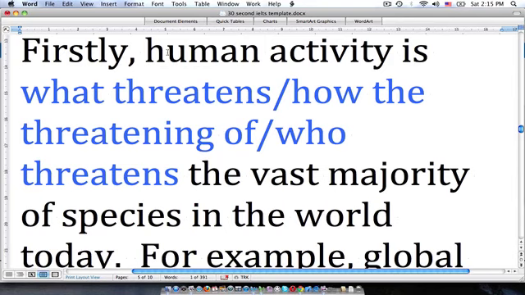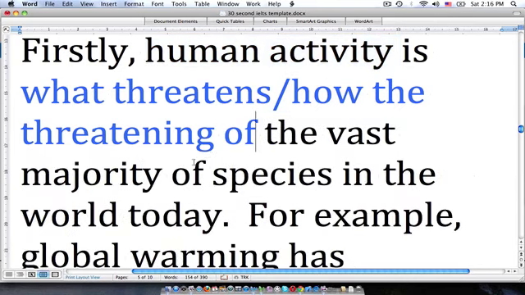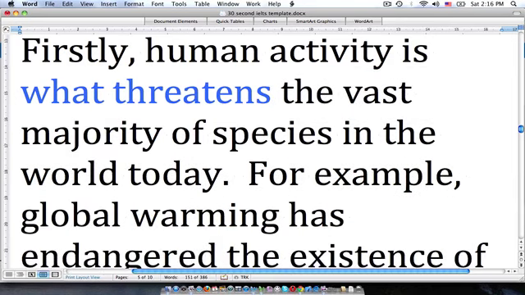Okay, now, human, that might make you think person, and that might lead you to choose the answer who, but this would not be correct because we're not just talking about humans, we're talking about human activity. So to use who threatens, that would be very awkward. That cannot be the answer. How the threatening of, just awkward, doesn't make any sense. The answer is what threatens. So firstly, human activity is what threatens the vast majority of species in the world today.